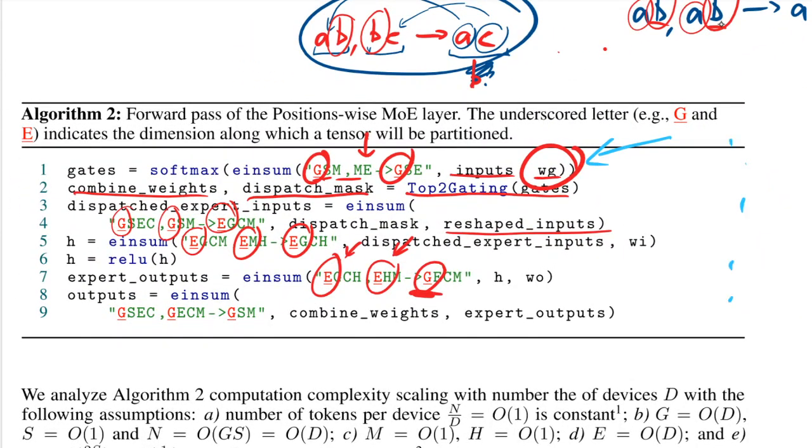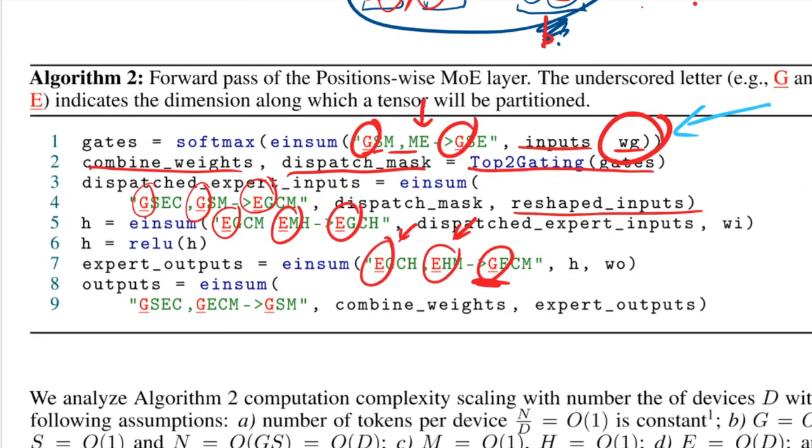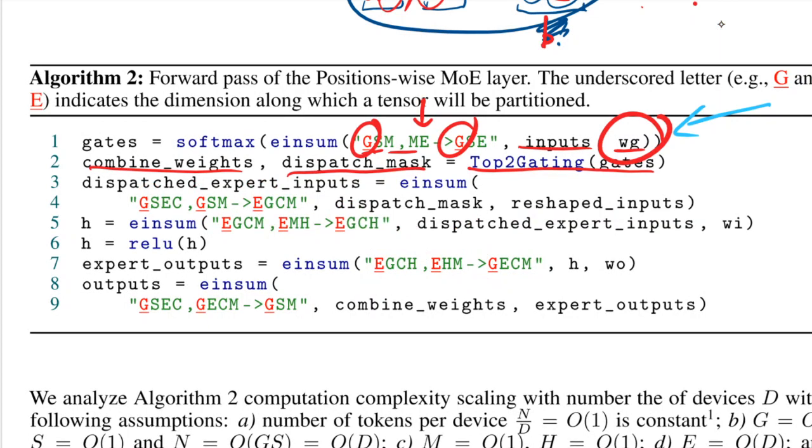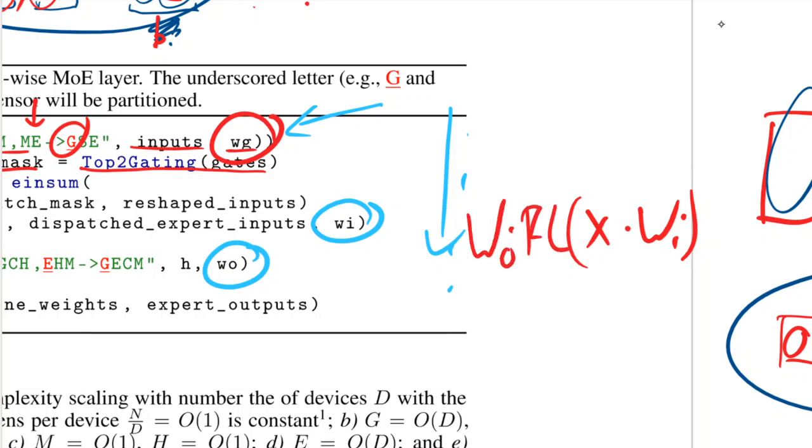Then we route right here, and we calculate the feed forward layers on the expert. You see that this WI and WO, they are the weight matrices of the feed forward layer. The feed forward layers are, you have your input, you multiply it by WI, you have a ReLU, and then you multiply it by WO. So it's a two-layer feed forward network.